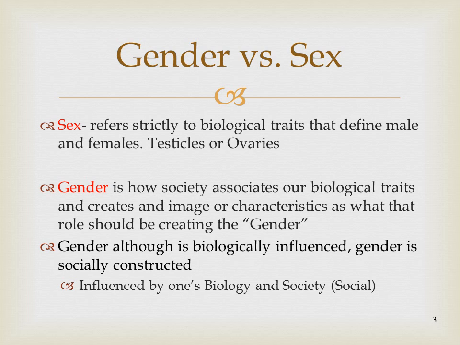So why are some people considered a male and some people considered a female? Well, this is due to our biological traits. So the testicles would attach to males, and ovaries would attach to females. Okay, gender now is how society associates our biological traits and creates an image or characteristics as to what that role should be. So they create a gender.